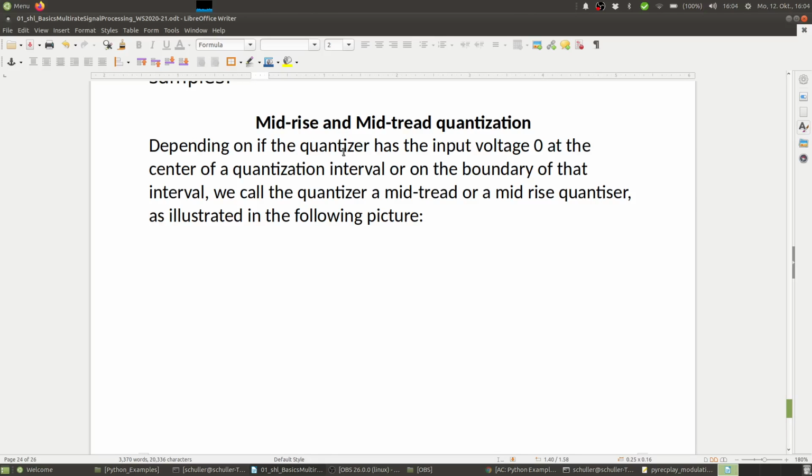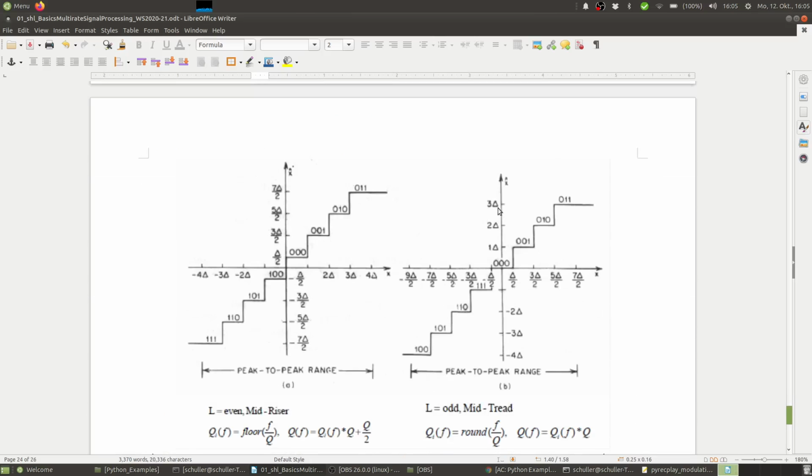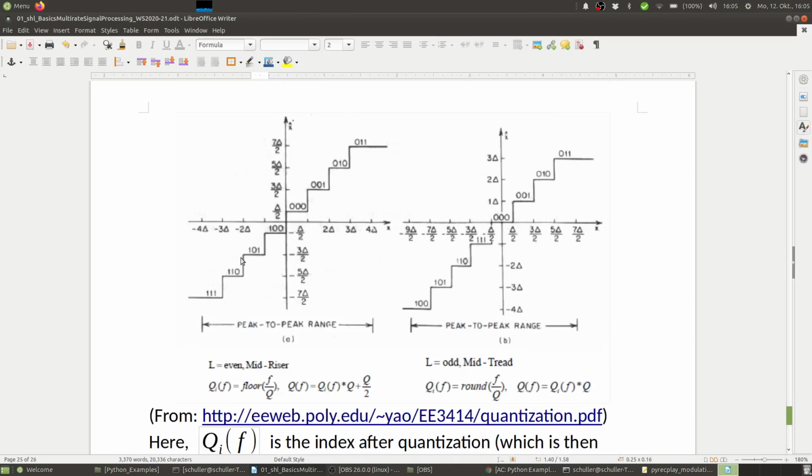That's the two main quantizers. Depending on if the quantizer has the input voltage 0 at the center of a quantization interval or on the boundary of that interval, we call the quantizer a mid-tread or mid-rise quantizer, as illustrated in this. So here is a mid-rise. So 0, this is the input axis. And if it's a little bit positive, it jumps up. If it's a little bit negative, it jumps down.